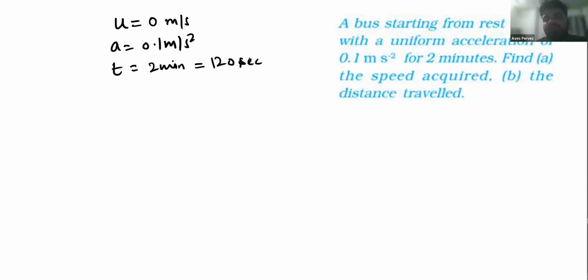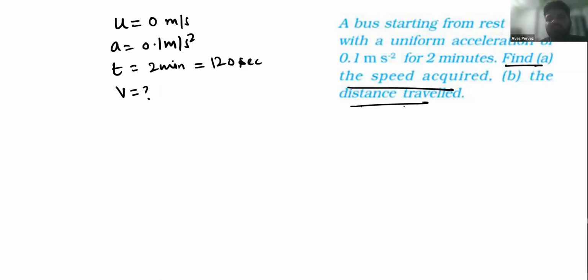Why are we converting this into 120 seconds? Because second is the standard SI unit for time. Then we have to find the velocity and distance, which means we need to find the final velocity. So what is given and what is being asked here, for this portion?